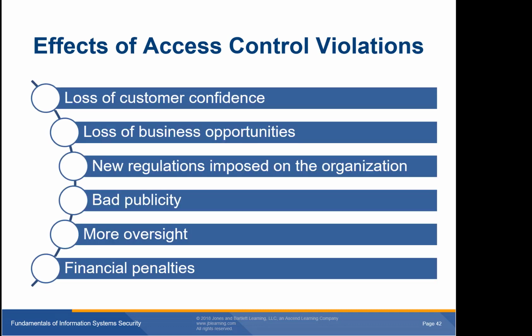You have seen some of the ways attackers can compromise access controls, or at least read them in your book. But what happens if an attacker is successful? What is the impact of an access control violation? An access control violation can have the following harmful effects on an organization. It could be loss of customer confidence, loss of business opportunities, or new legislation and regulations might be imposed on an organization. You can suffer bad publicity, more oversight from agencies, and financial penalties.